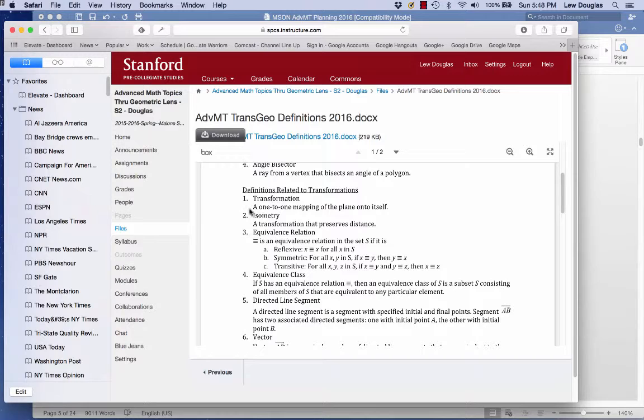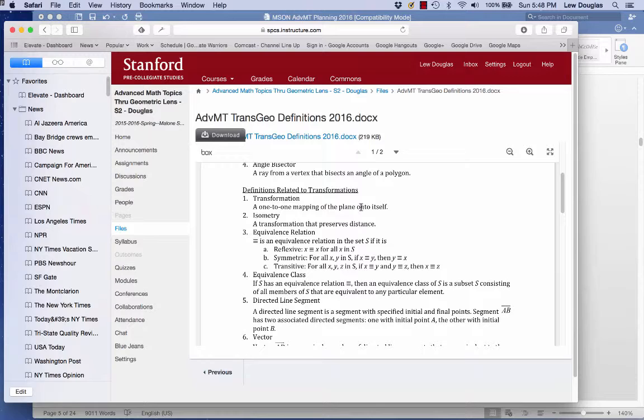So a transformation is, yes, it's one-to-one. That's one crucial word, but the other crucial word is onto. It's onto the whole plane. It can't be a mapping of the plane onto part of the plane. I think there's some misunderstanding about what a transformation is. It's a mapping of points, points in the plane onto points in the plane.